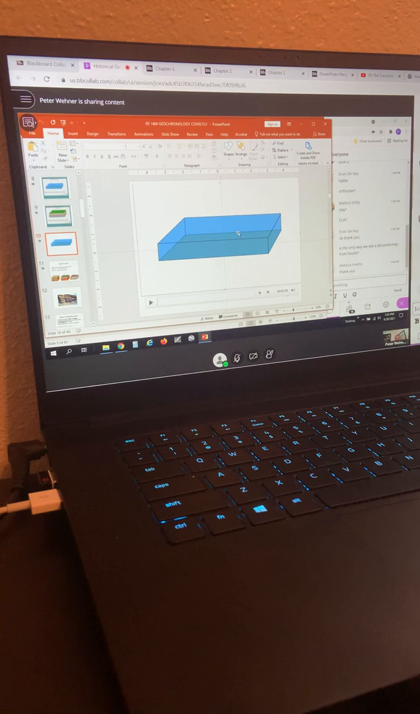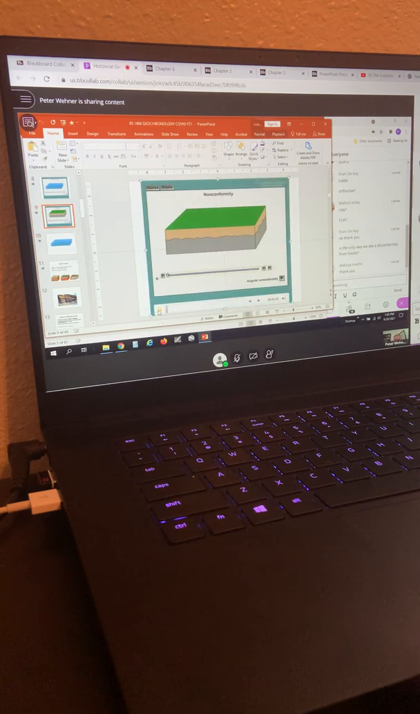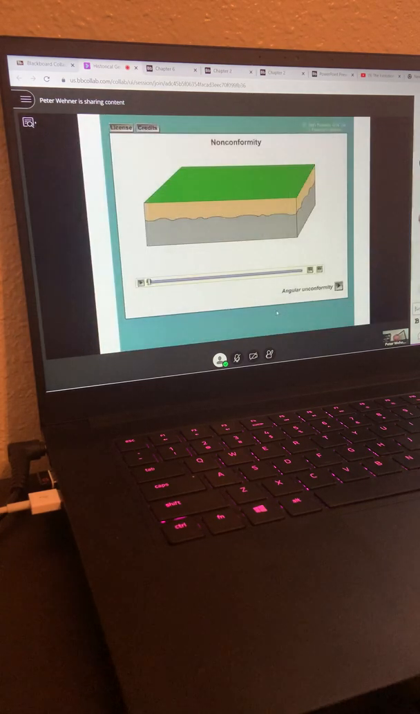Fossils are oftentimes the easiest way. But there can also be things like the principle of inclusion. I might have chunks. In fact, the non-example here shows us that. I might have chunks, inclusions of the underlying rock. So I know this is showing you for a non-conformity.